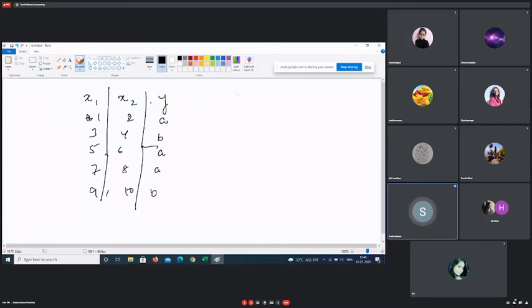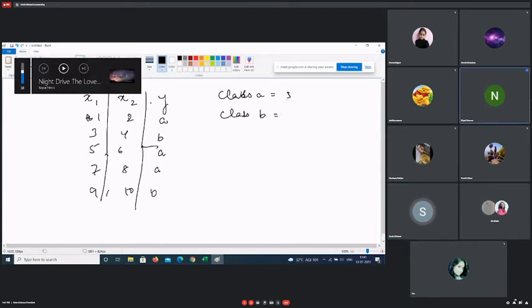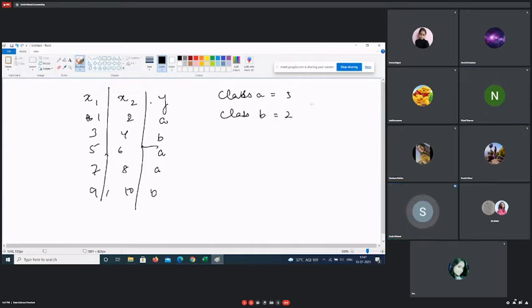So how many data points actually belong to class A? Yes, class? Who will tell me? 3. How many for class B? It's 2. Fine. So now we have two different labels, class A and class B. So if I plot my X and Y in such a manner, I'll plot something related to count.